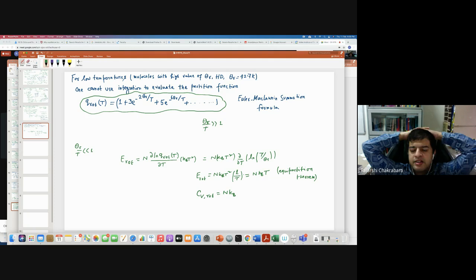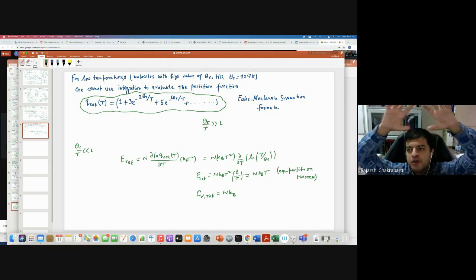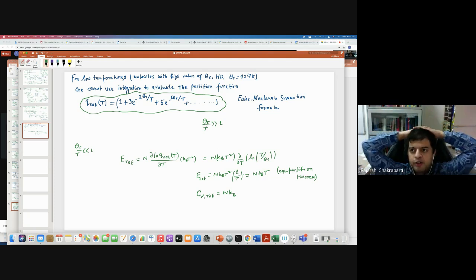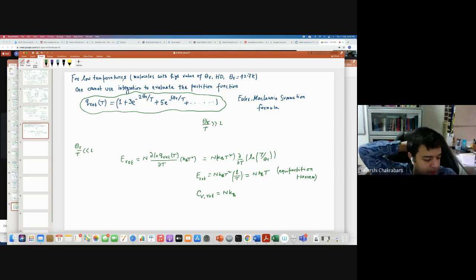So your total internal energy will be a sum of all this, no? Because your partition function is a product of all the partition functions. So your rotational energy, internal energy, entropy, all will be a sum of all these contributions, isn't it? So I'm doing this rotational part.